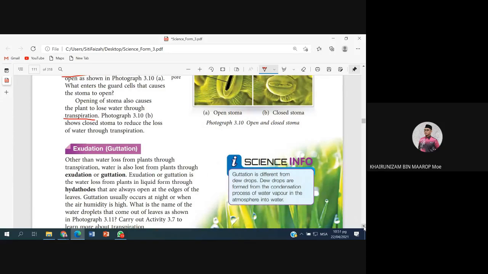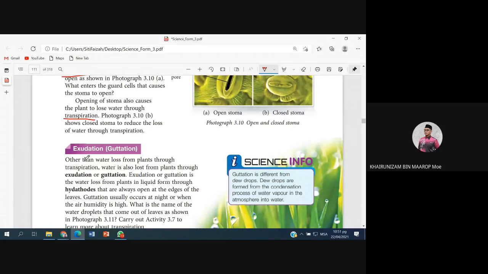Okay, next, exudation or guttation. What is exudation? The word is guttation. Guttation is the process of water loss in the form of liquid through the pores called hydathodes at the ends of the veins.